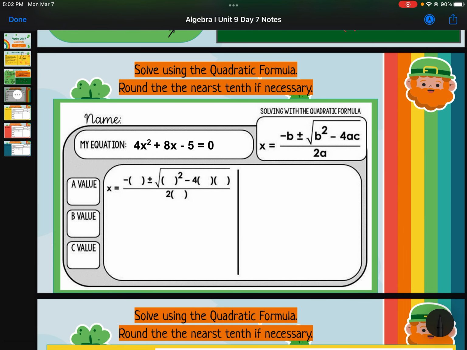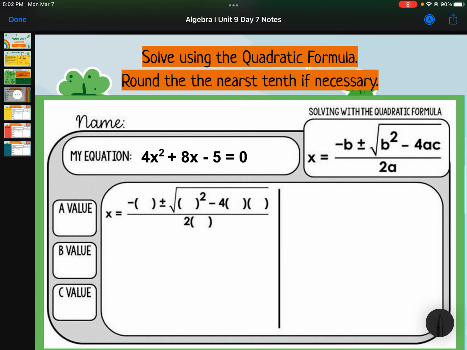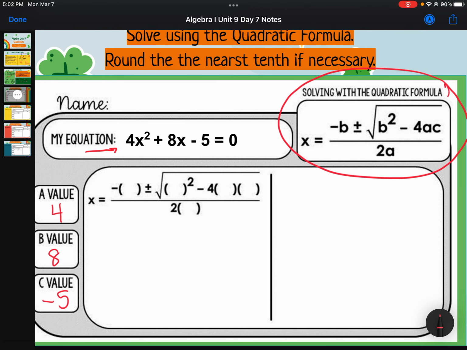This next one, we have a graphic organizer for you. So the problem is here. 4x squared plus 8x minus 5. Our a value is 4. Our b value is 8. Our c value is negative 5. Plugging into our formula, you can see the formula over here, and we're going to plug right into the individual spots. So negative and then our b, 8. Plus and minus 8 squared minus 4 times our a, which is 4, times our c, negative 5. All divided by 2 times a, which is 4.